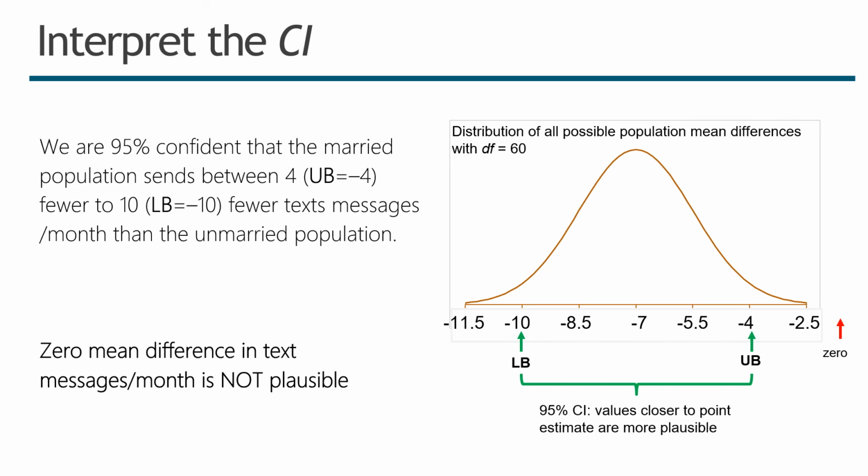Based on the 95% confidence interval we just computed, we can be 95% confident that the married population sends between 4 fewer to 10 fewer text messages to their partner per month than the unmarried population. A 0 mean difference between these two populations is considered a not plausible mean difference because it is outside the range of the confidence interval.